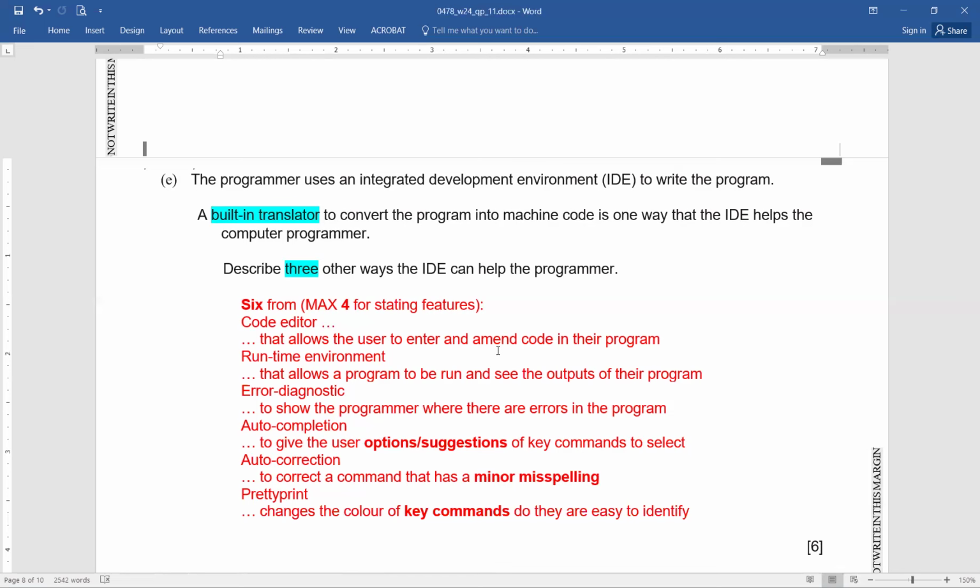Runtime environment allows a program to be run and see the output of the program. We can see what the outcome is also. Error diagnostics show the programmer where there are errors in the program. Auto completion gives the user options or suggestions of key commands to select. As you can see, the moment I started typing a keyword, maybe print, it showed me a list to choose from. That is basic auto completion. Auto correction corrects a command that has a minor misspelling. Some of the IDEs give us this feature also. And pretty printing, as was said by Ali, changes the color of the key commands so that they are easy to identify. In this manner, you have mentioned the features with their proper descriptions. So you will be scoring 6 out of 6. 3 ways described properly means 6 out of 6. That's wonderful. Excellent.